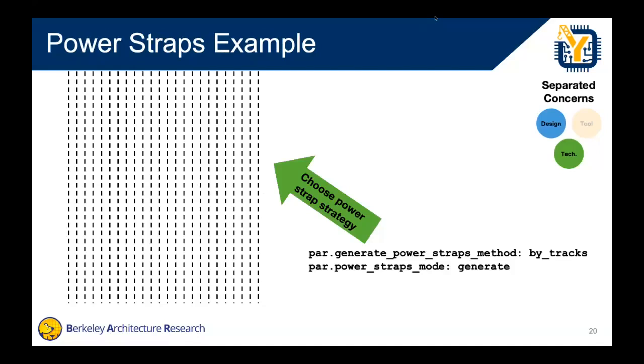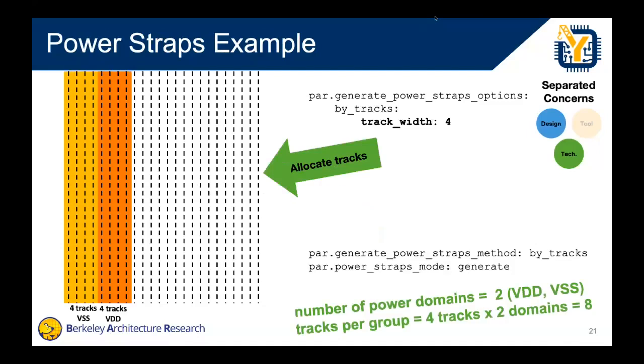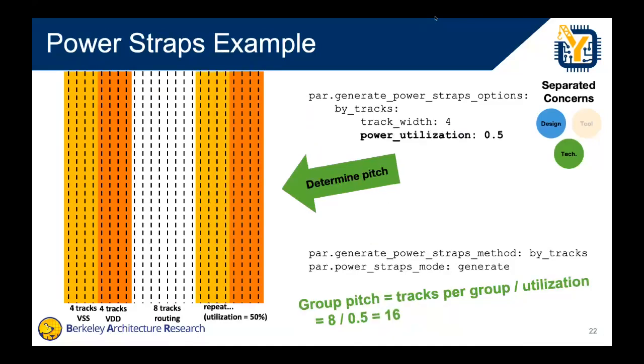And so here, this is Hammer IR in the bottom right. It's showing that for place and route, we generate power straps by tracks. And then for our by-track options, we want a power and ground width of four routing tracks, and we want 50% of our routing tracks to be used for power and ground. So once this is specified, Hammer can figure out what the pitch should be based on the number of power nets in your design and these two numbers.